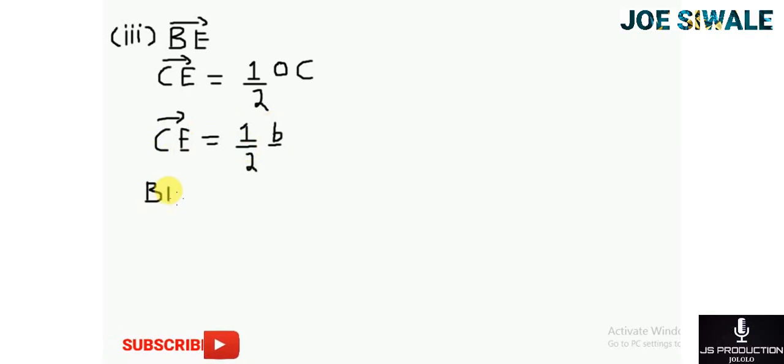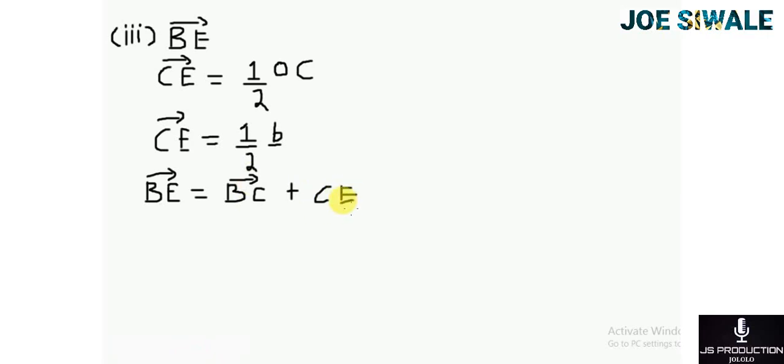So I can say vector BE is equal to vector BC plus vector CE. So vector BE is equal to vector BC, that's negative vector A, plus vector CE, that's half vector B.